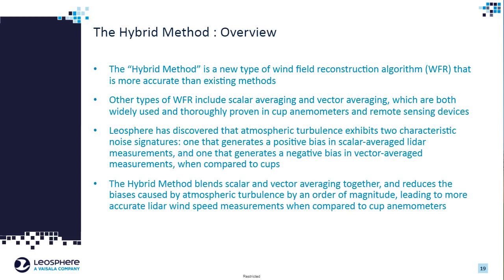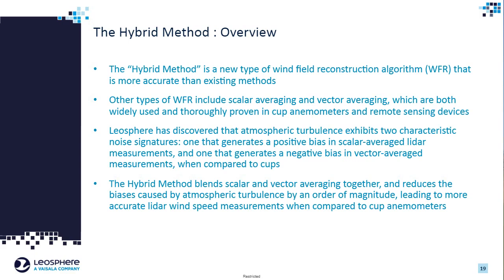So the hybrid method is a new type of wind field reconstruction algorithm that is more accurate than existing methods. Other types of wind field reconstruction include scalar averaging and vector averaging, which are both widely used and thoroughly proven in cup anemometers and remote sensing devices.